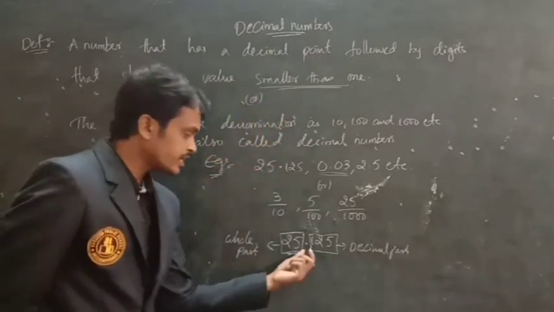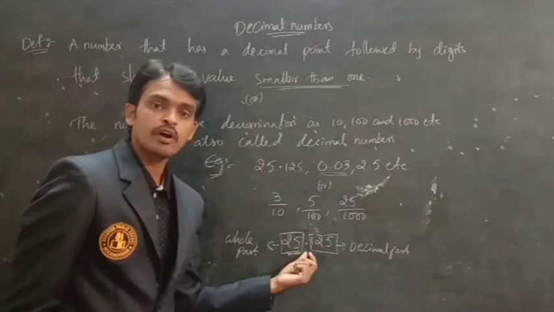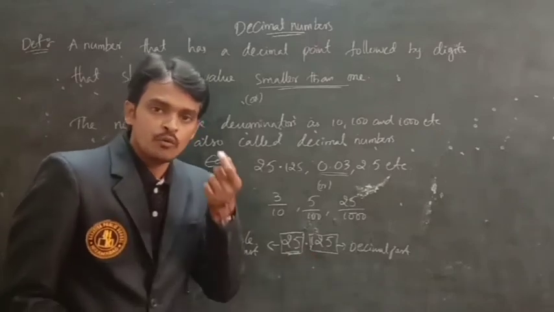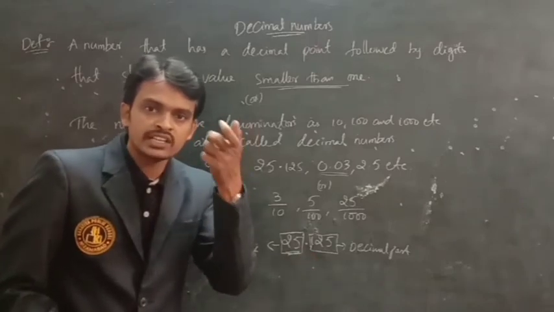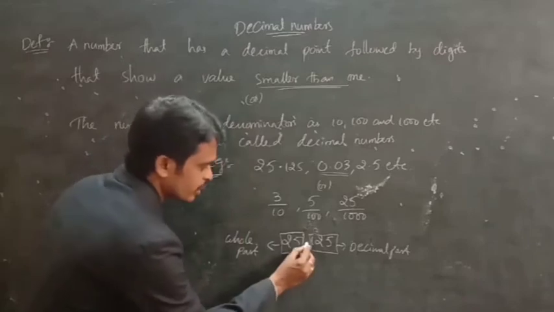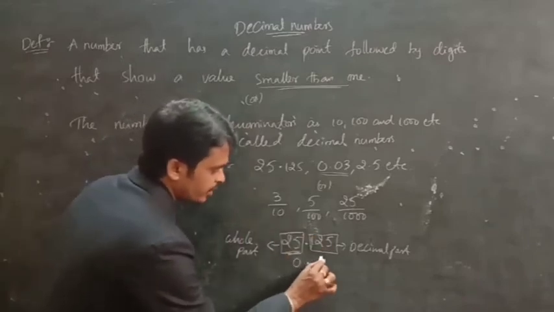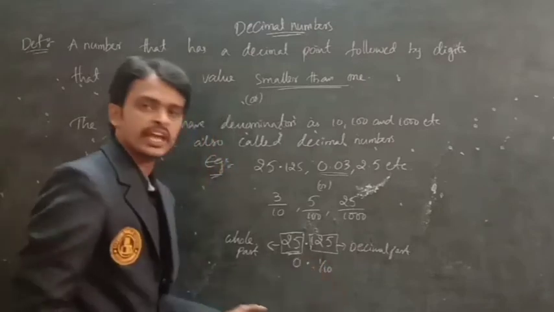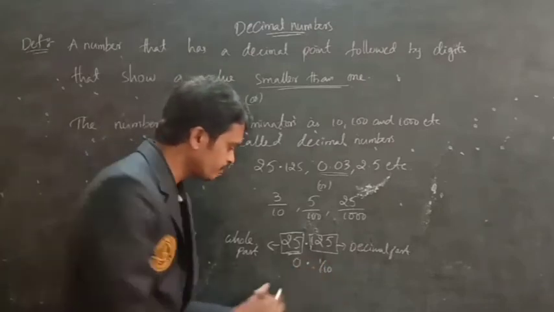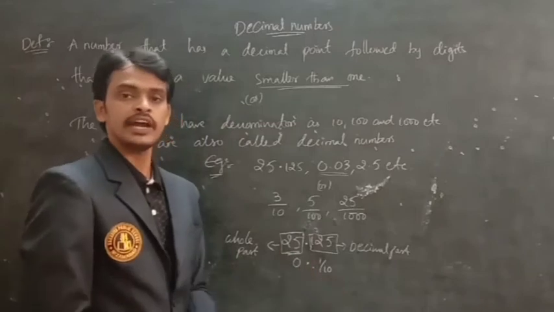So the decimal point will always be kept between the 1's place and the 1 by 10th place.